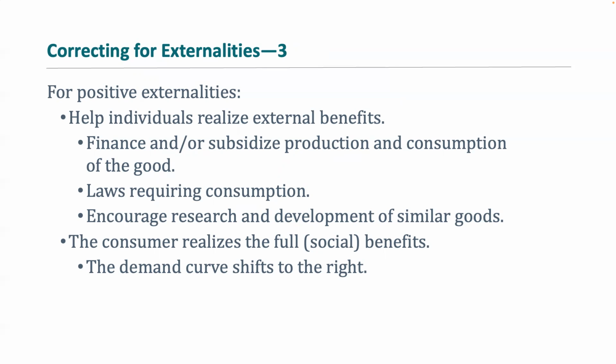If you receive a tax credit for purchasing a hybrid or an electric car, and also tax credits for energy efficient home items like heat pumps, insulation, and windows. Public schools require vaccines before a child can be enrolled, and colleges also require immunization records. These are all examples of ways that we can help individuals realize external benefits and shift that demand curve to the right.